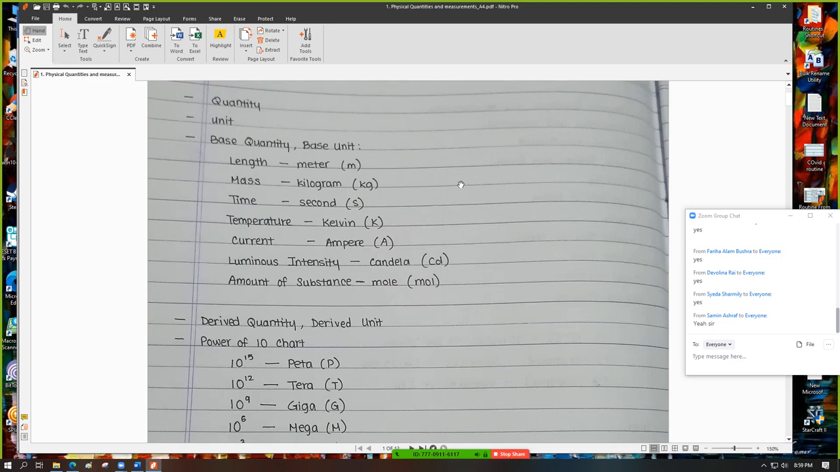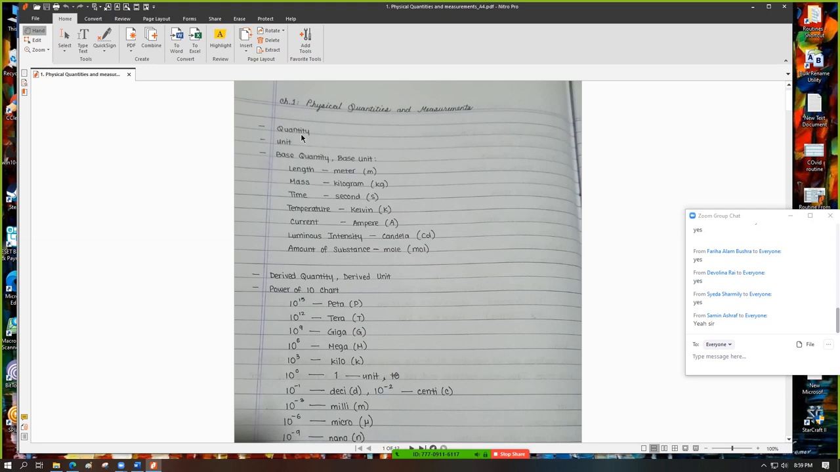The first page is pretty simple. We have to understand what a quantity is. Quantity is basically something that is measurable. Anything that can be measured is something that can be defined as a quantity.